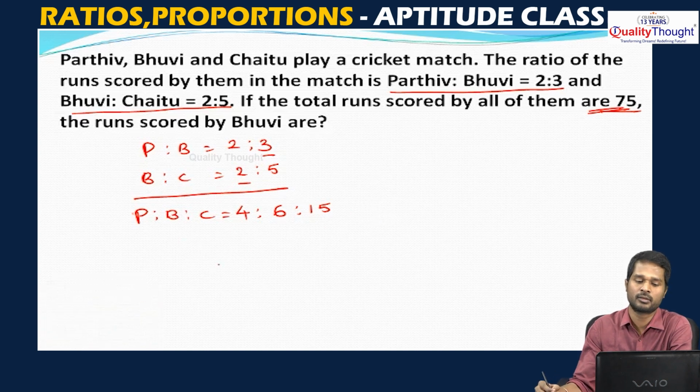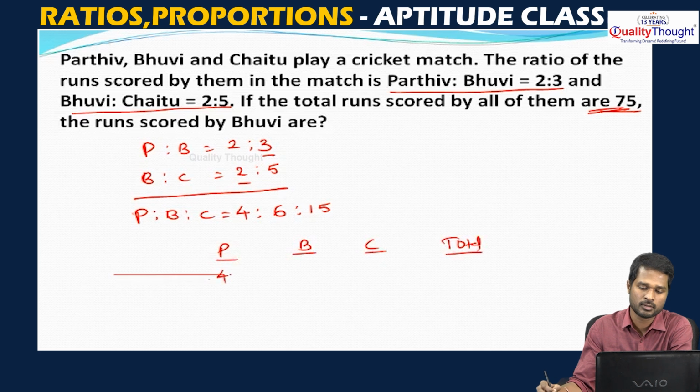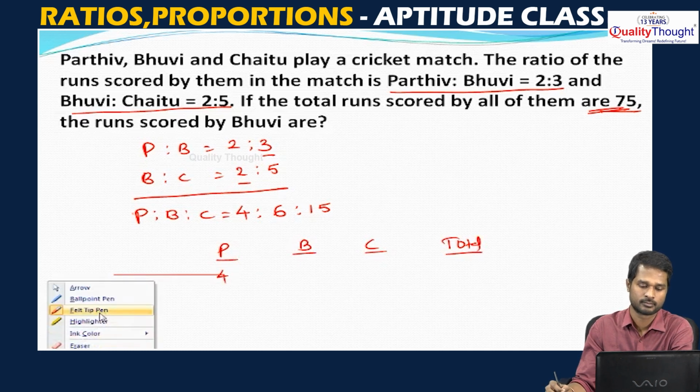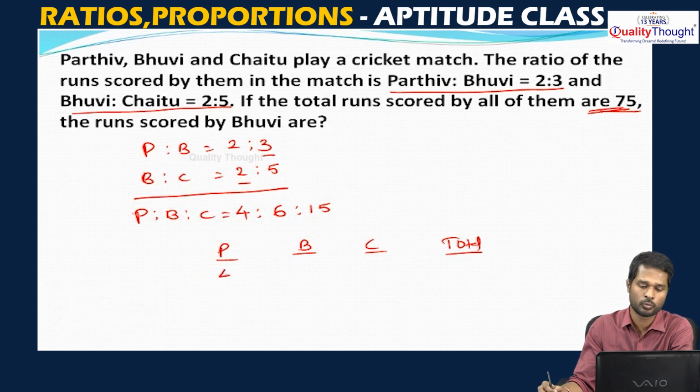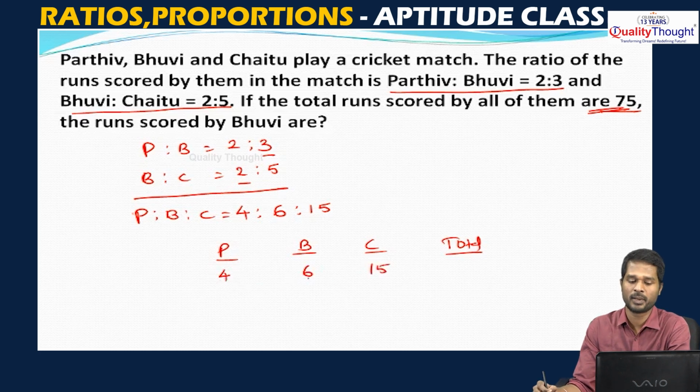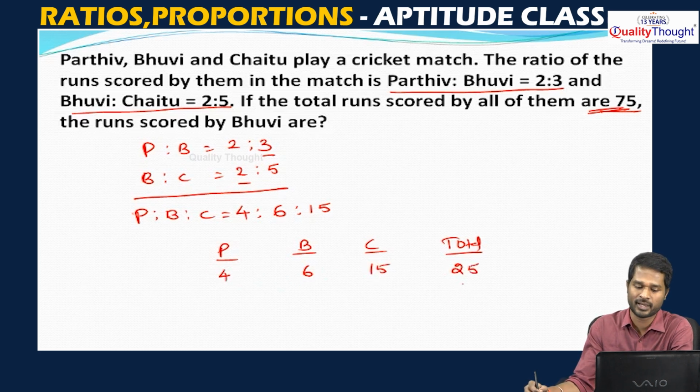Now let's see how many runs Bhuvi has scored. So this is Parthiv and Bhuvi and this is Chetu. Let's write this as total. So Parthiv it is 4 parts, Bhuvi it is 6 parts and Chetu it is 15 parts. So 4 plus 6, 10 plus 15, 25. So the total parts are 25. This 25 has become 75. So 25 into 3 is 75.